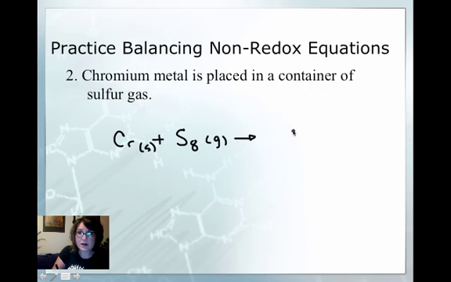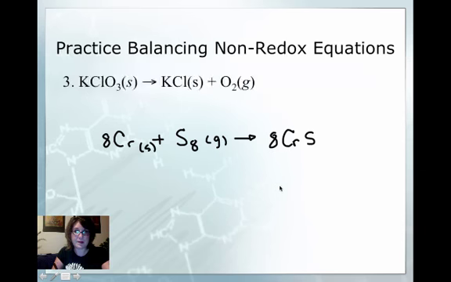So what would happen here? Cr, I think we have 2 plus or 3 plus for those charges. I'm going to give it a 2 plus, and sulfur is a 2 minus. So now let's balance this, and we're all set. What if you used chromium 3? No big deal, just balance it when you're done.